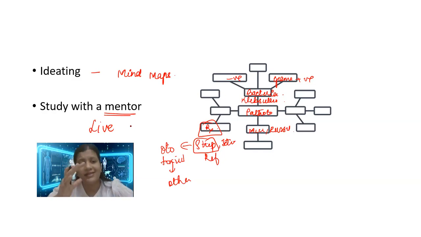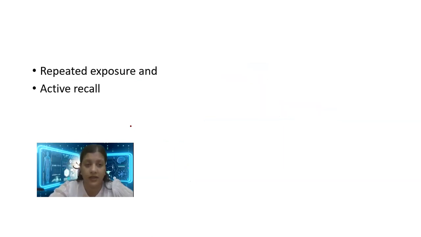doubts. So always it's better to study with a mentor, or if you have a very good friend, you can do it with them, or if you have your seniors who've already cleared this, study with them once in a while. So this will help you in making your process into a more active learning.